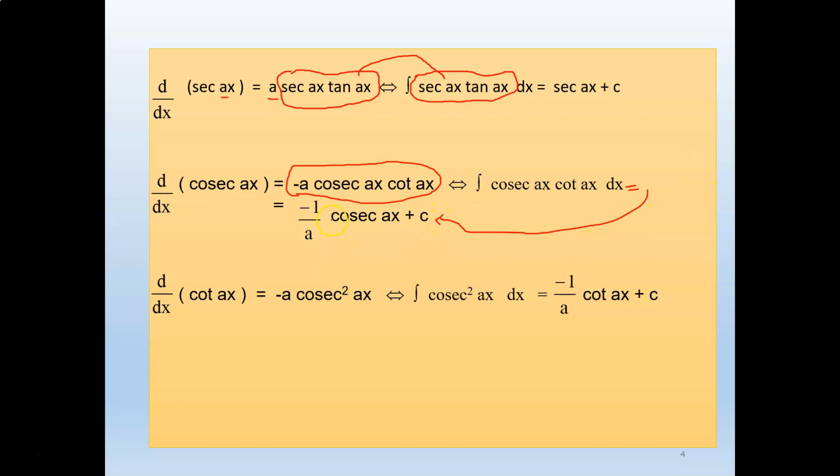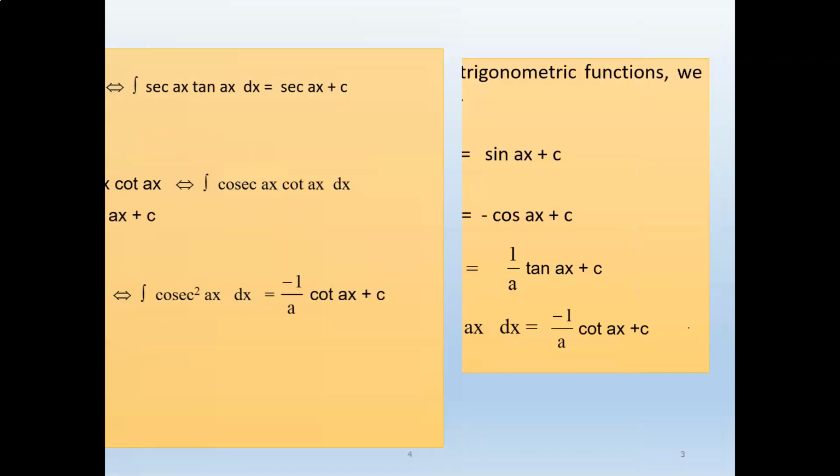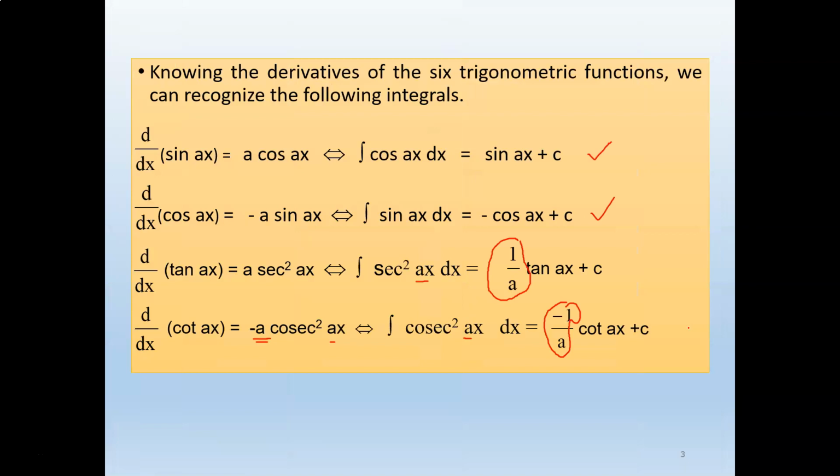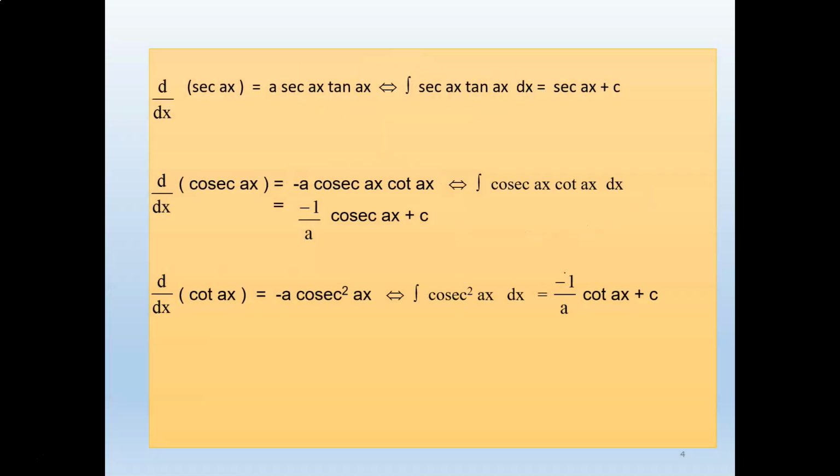Dia dah lari sikit. And the last one, cot ax. Differentiate cot ax, you will have negative a cosec square ax. Or similarly, bila you integrate cosec square ax dx, you're going to have negative 1 over a cot ax plus c. I know it's a bit boring to do trigonometric functions, but just bear with me. As I mentioned previously, you only need to focus on these two, sine and cos. This is the most important. Okay?